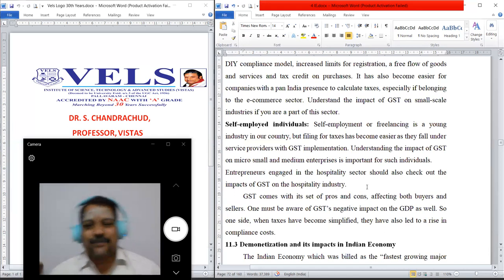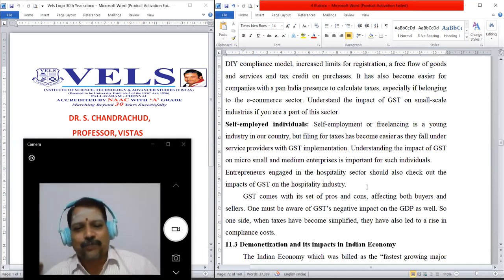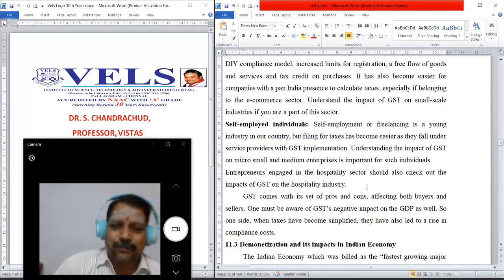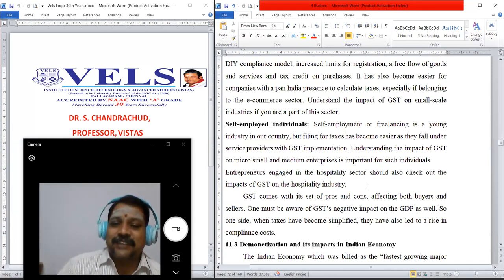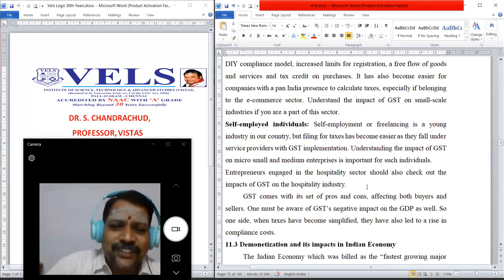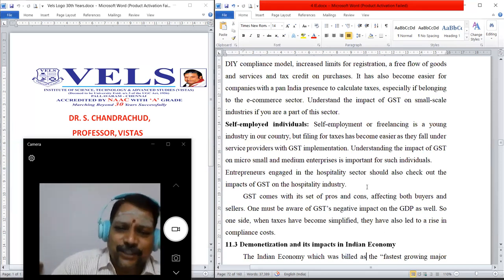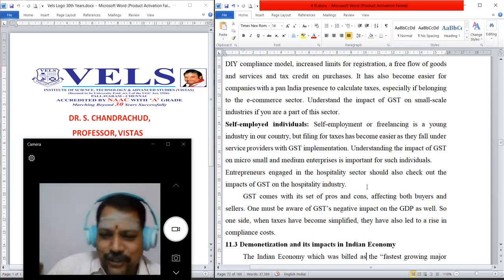Understanding the impact of GST on micro, small, and medium enterprises, MSME, is important for those individuals who want to do business. The entrepreneurs engaged in the hospitality sector should check out the impact of GST on the hospital industry, that is, the medical industry. Thus, the GST comes with certain pros and cons affecting both buyers and sellers in either a positive or negative way.